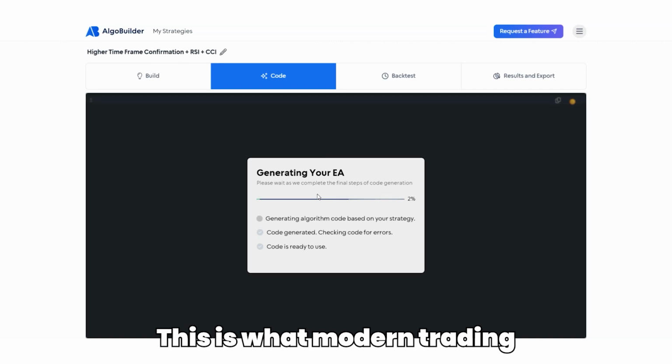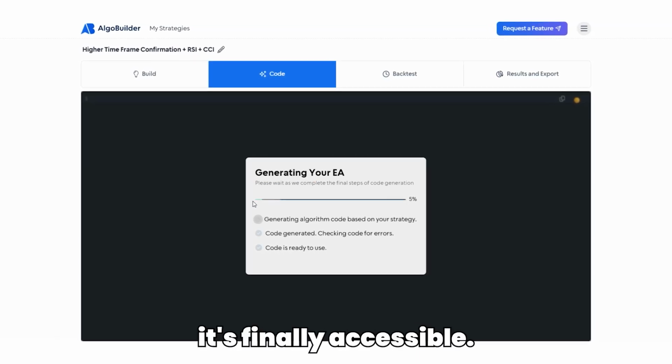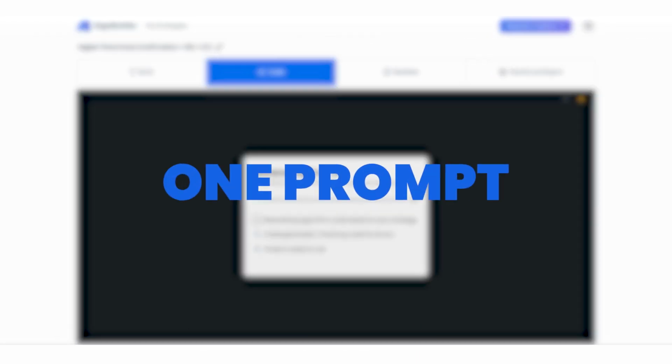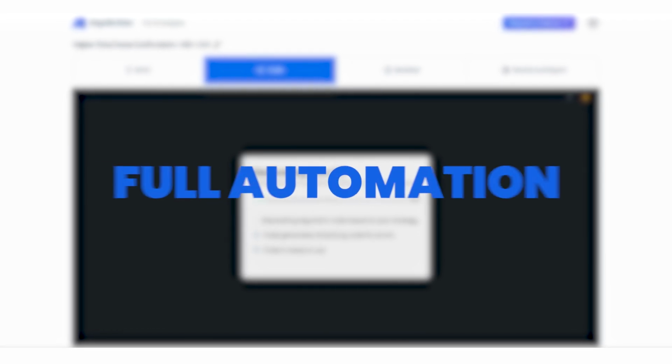This is what modern trading looks like. And with AlgoBuilder, it's finally accessible. One prompt, one platform, full automation.